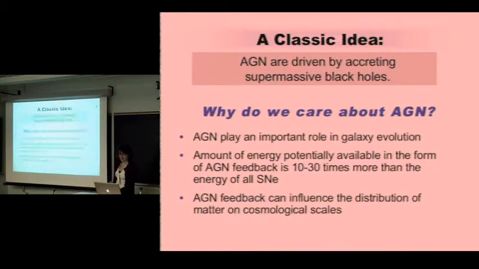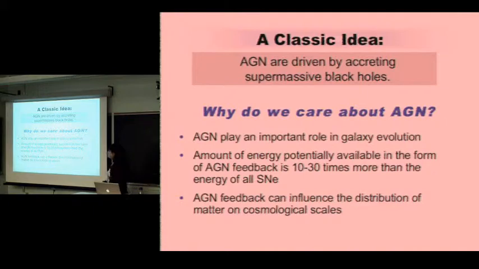Okay, so we come back to this basic idea that AGN are driven by accreting supermassive black holes. So that's tying everything together. So why do we care about AGN? Well, I've already talked a little bit about how they might play an important role in galaxy evolution, but specifically they could do things like halt star formation, or if they're not effective at that, they're at least halting their own growth and helping to develop these relationships with the rest of the galaxy.